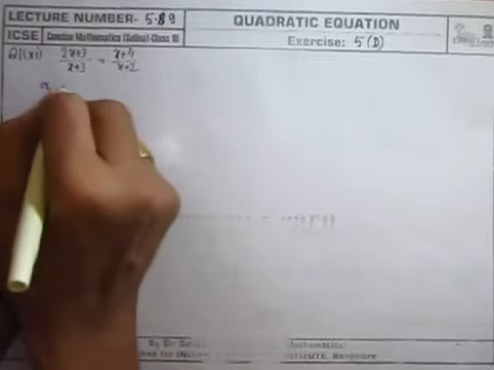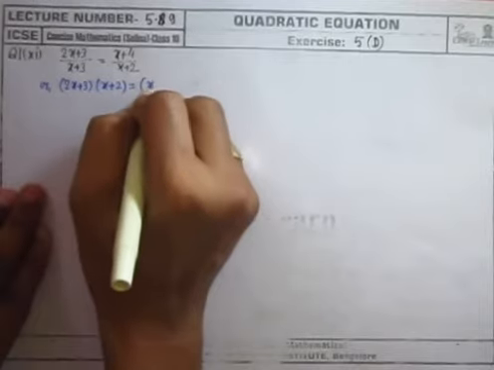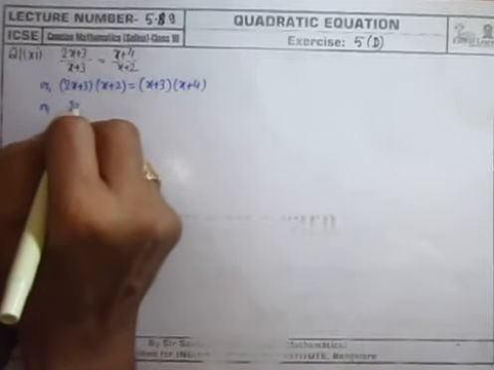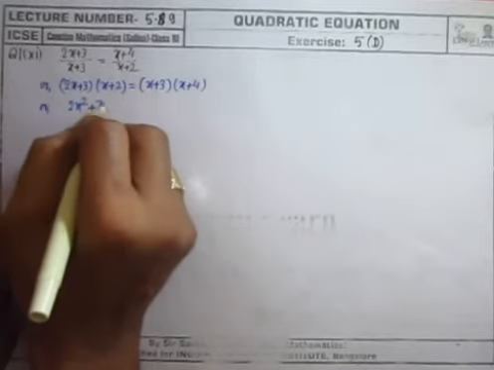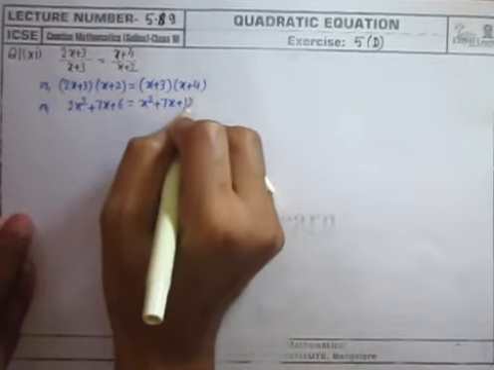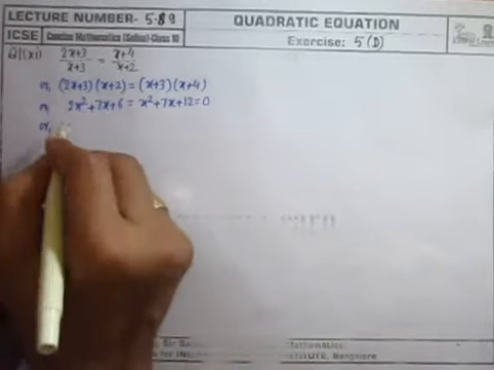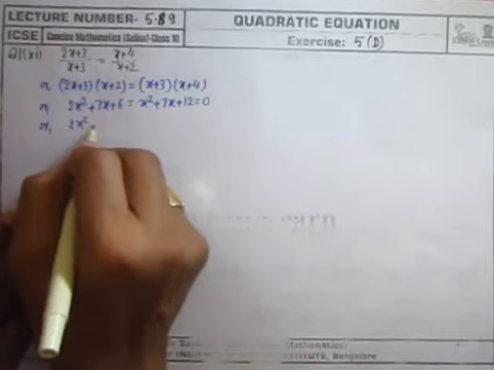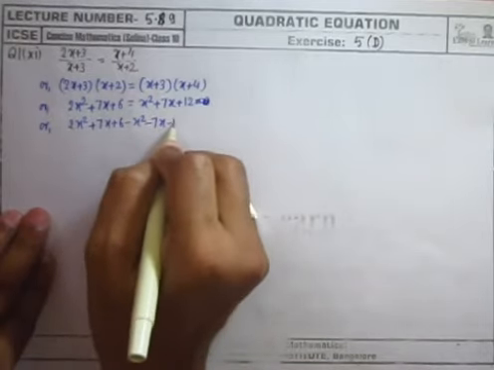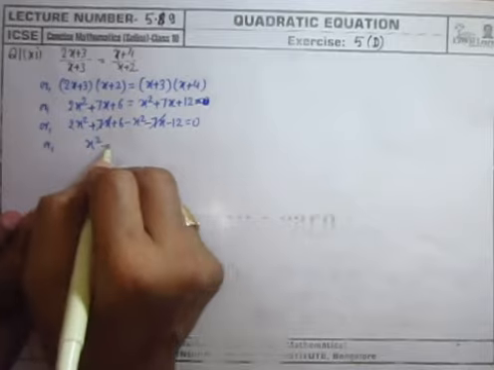So cross multiply: (2x + 3)(x + 2) = (x + 3)(x + 4). Multiplying this, we get 2x² + 7x + 6 = x² + 7x + 12. Bringing everything to one side, it will be 2x² + 7x + 6 - x² - 7x - 12 = 0. The 7x terms cancel, so we get x² - 6 = 0.